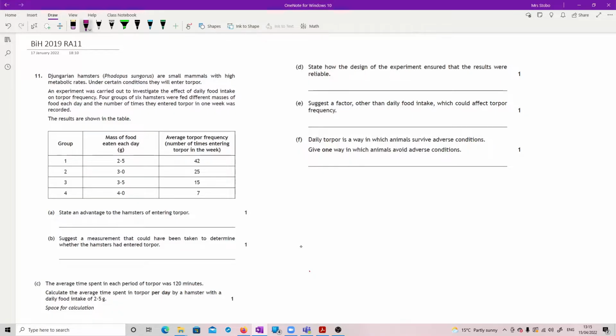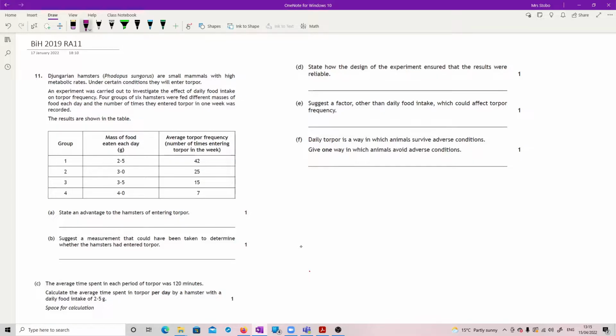Okay, question 11. I am not even going to attempt to name those hamsters, we're just going to call them hamsters. Small mammals with high metabolic rates, under certain conditions they will enter torpor. An experiment was carried out to investigate the effect of daily food intake on torpor frequency. 4 groups of 6 hamsters were fed different masses of food each day, and the number of times they entered torpor in 1 week was recorded.